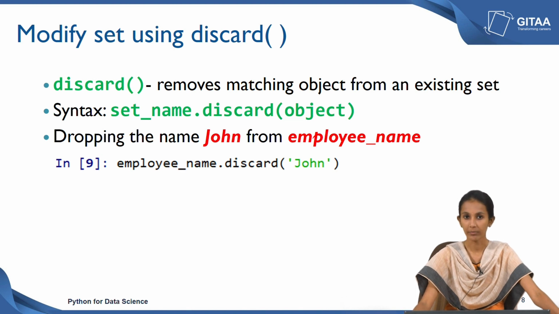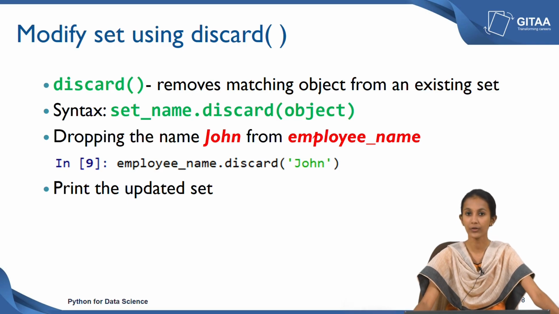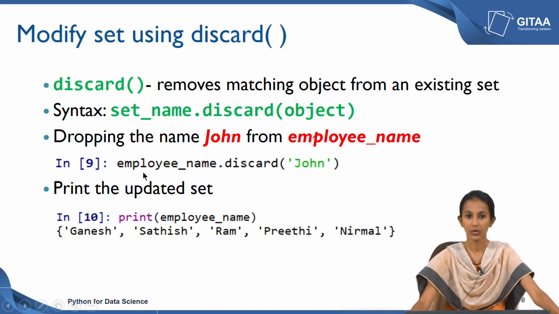When you print the updated set, we had added 6 employees, and we are removing John from the existing set. So, our updated set should contain only 5 employees: Ganesh, Satish, Ram, Preeti and Nirmal. John has been deleted from the existing set.